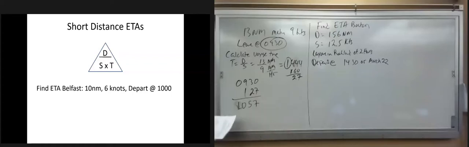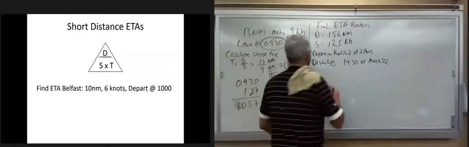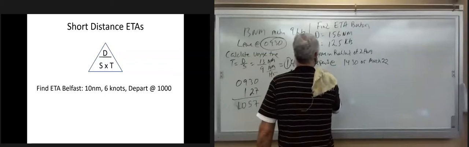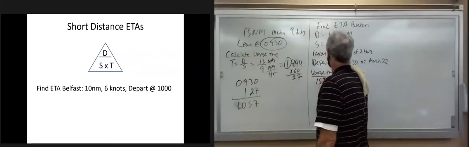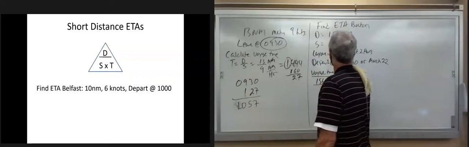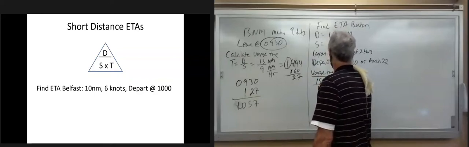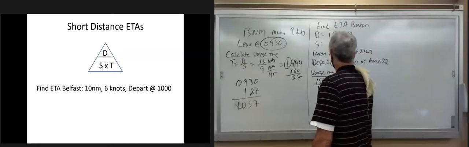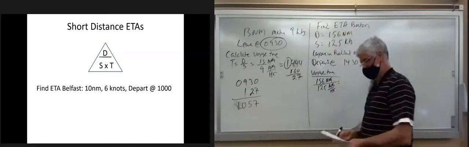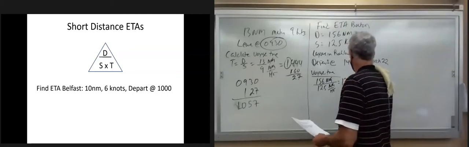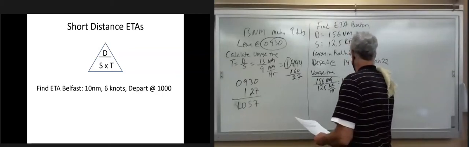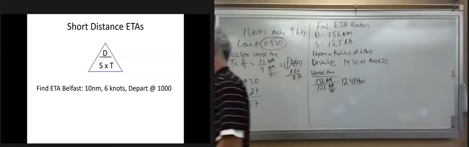Same way. We're going to calculate our voyage time. Our voyage time is going to be 156 miles divided by 12.5 nautical miles per hour, which ends up being 12.48 hours.